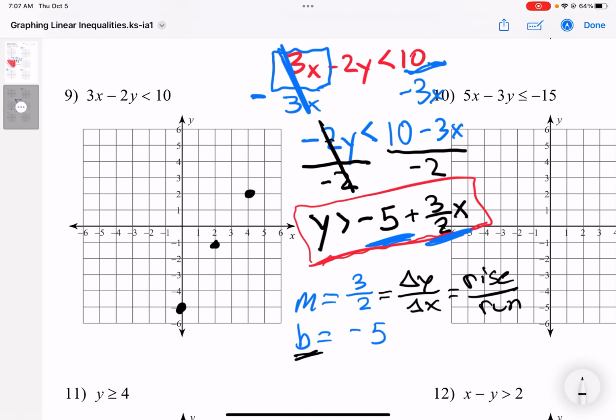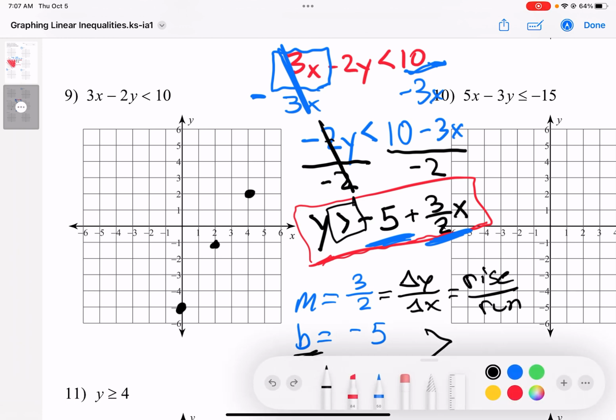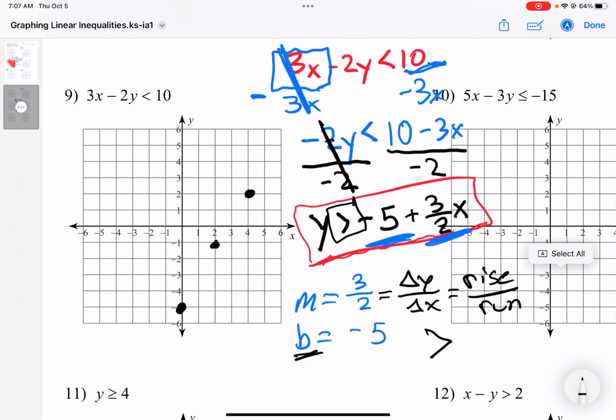All right, and so now I need to know, do I need a dotted or dashed line? So here's my symbol right here. It is a greater than symbol. Greater than tells me that there is no equal sign here, right? There's no equal sign. So it's going to be a dashed line. So I'm going to connect these with a dashed line.